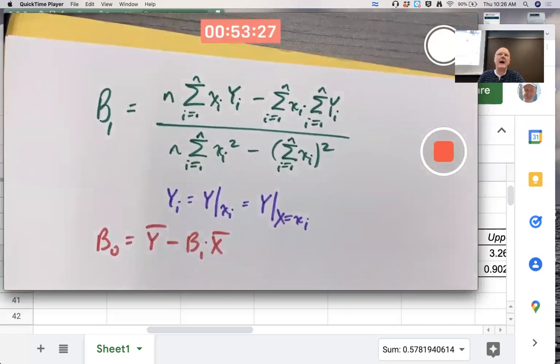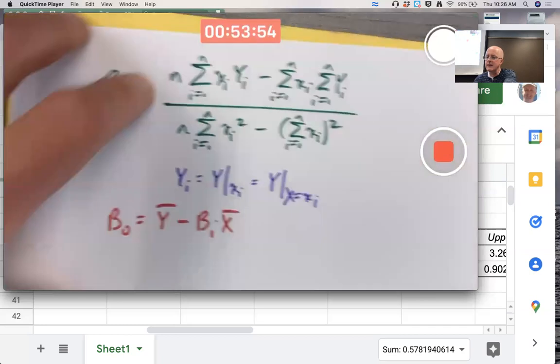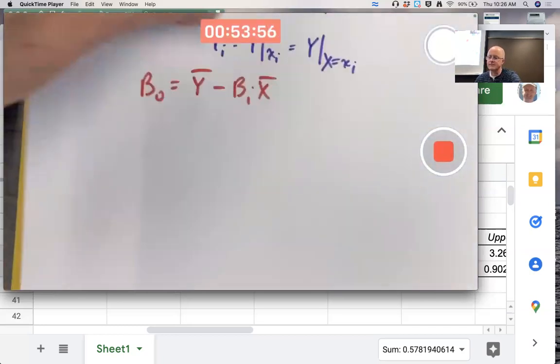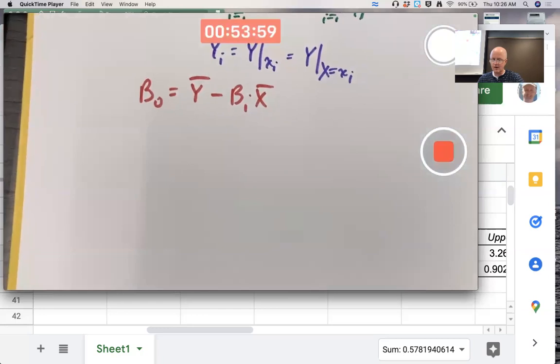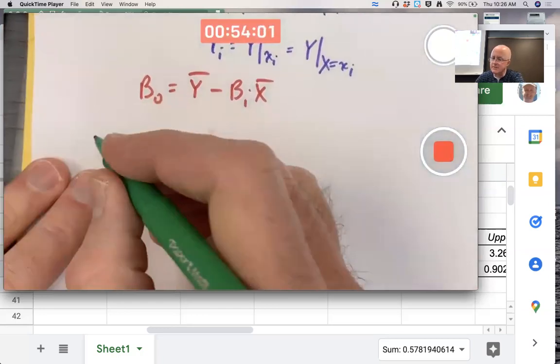What kind of distributions do they have? Chi-square? Gamma? No, they have the most important distribution. They're normal. Why? Based on the assumptions of the model. Well, let's just write it down. What are the distributions of B1 and B0?